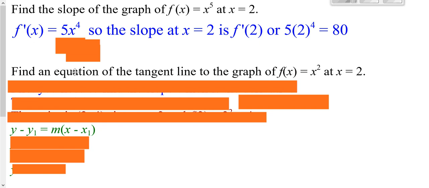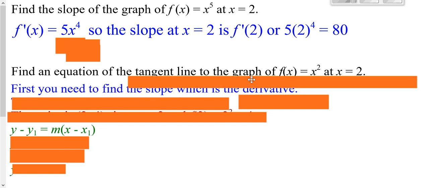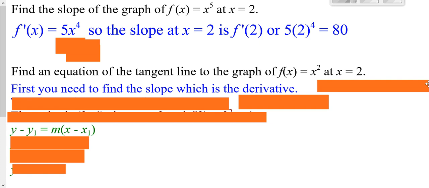So here you're asked to find the equation of your tangent line to this graph of f of x equals x squared at x being 2. Well, to find the equation of any line, you need to have a slope and you need to have a point. So to find your slope, you know that that's going to be dealing with your derivative.